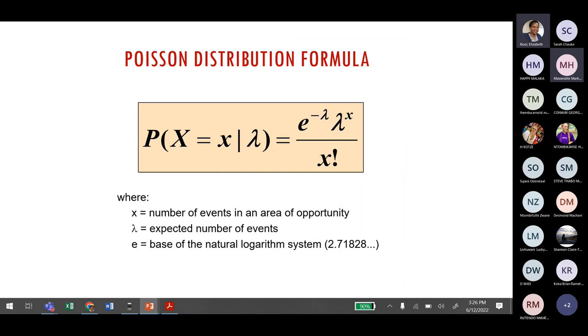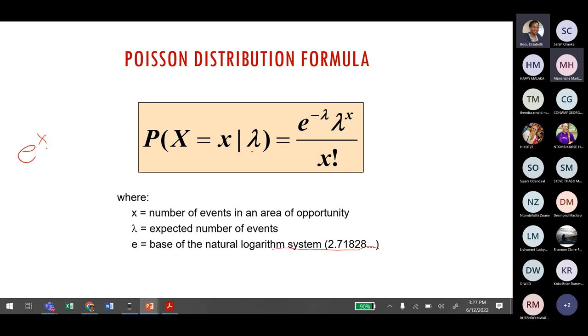Now, calculating the probability, we need to know how to calculate the probability using the formula. And the formula is like that. Finding the probability of an X of an event where you are given the average of a number of events. It's given by E, the exponent, which we also call the base of the natural logarithm system. Don't use this number. On your calculator, you do have the E.